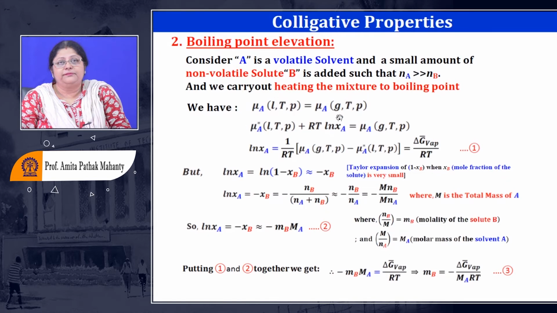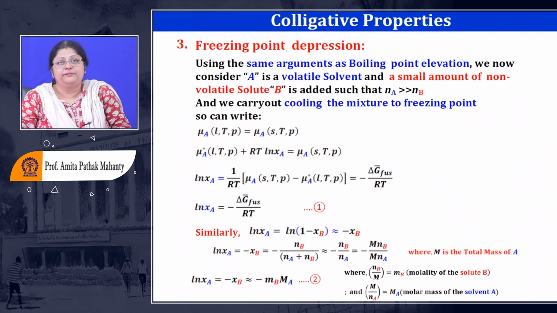We'll be taking an equilibrium when we are cooling the solution to the freezing point. So what is going to be the equation here which we are going to equate? That will be the chemical potential of the liquid, which is the one you are dealing with, that is the mixture, and that will be equal to the chemical potential of the species in the solid state.